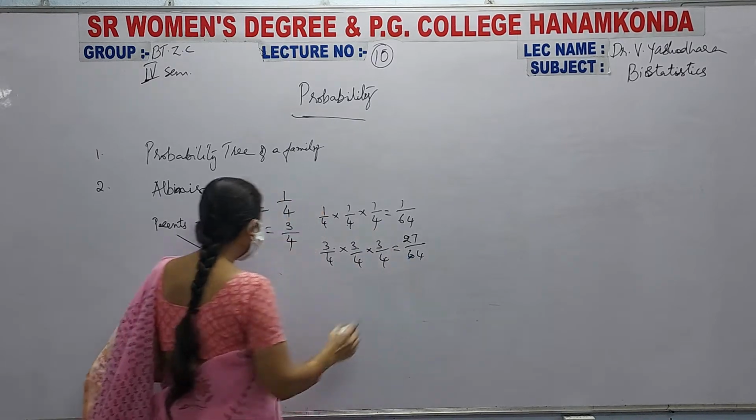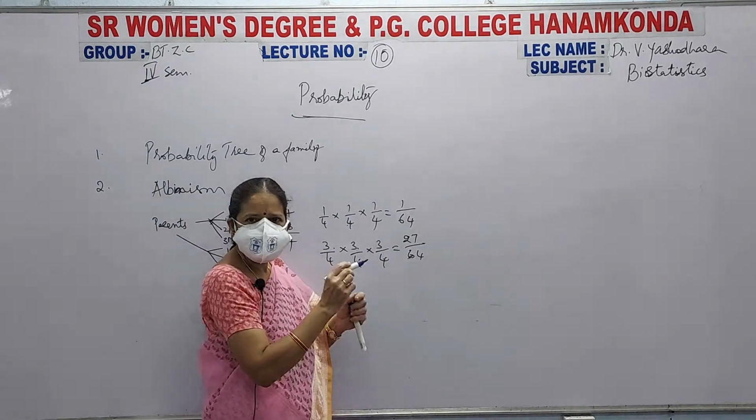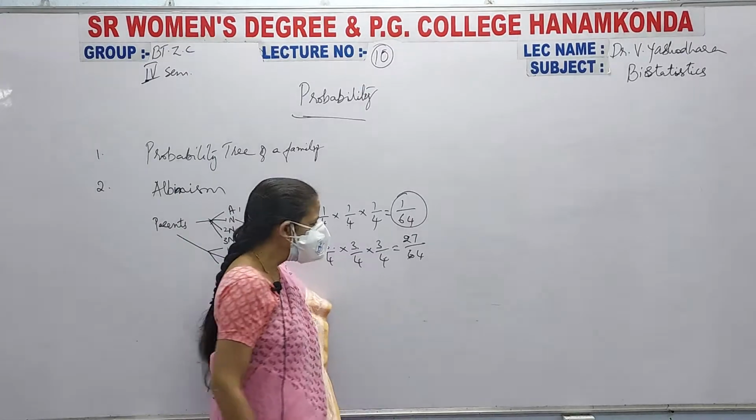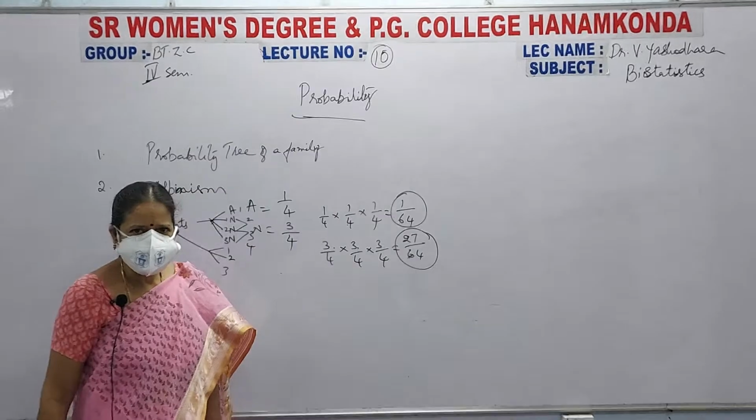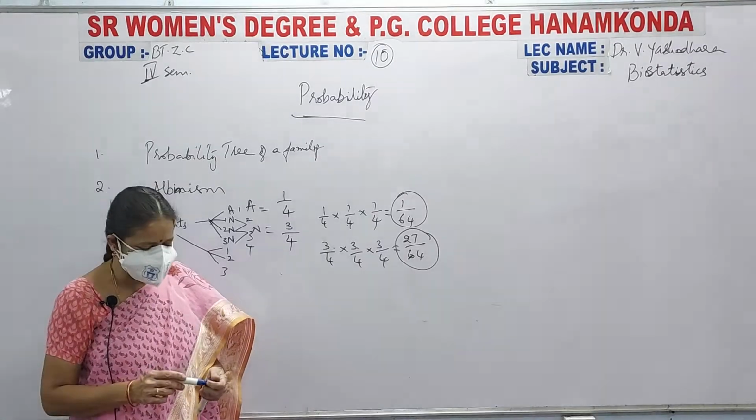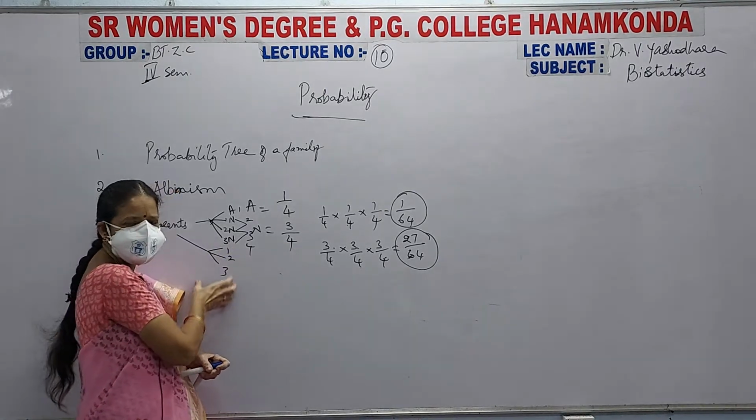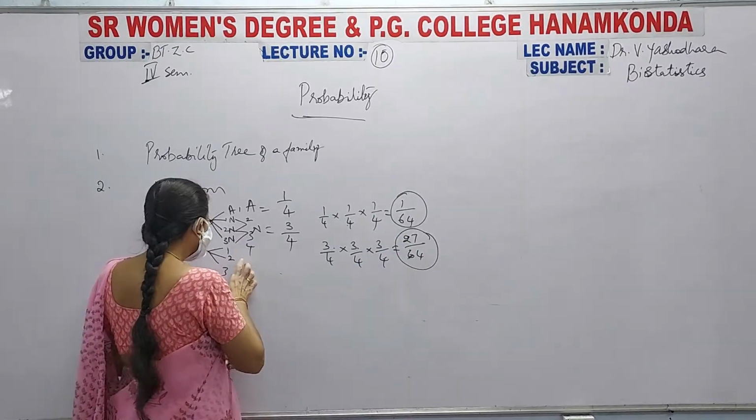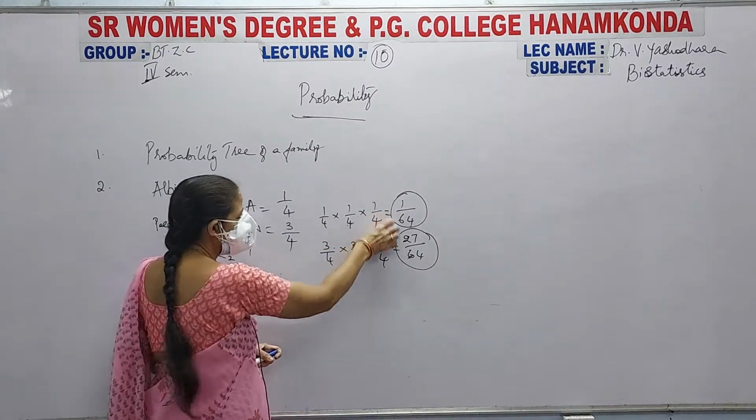That means, see here, these 3 children have 1/64 probability of becoming albino. For them becoming normal, out of 64 conceiving deliveries, the probability is 27. That means 27/64 is the probability of these 3 children becoming normal, and the probability of the 3 children becoming albinos is 1/64.